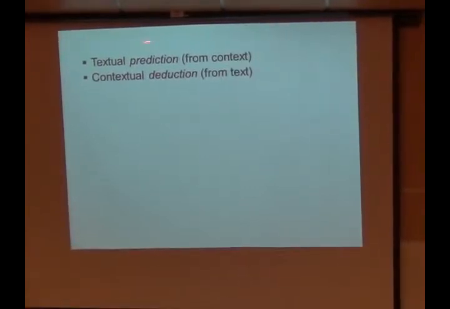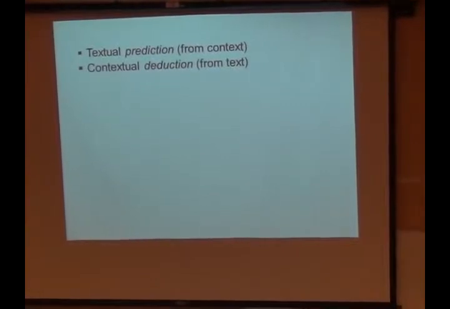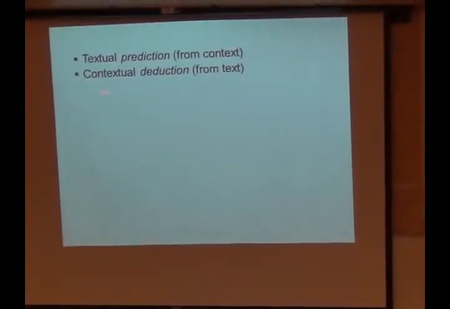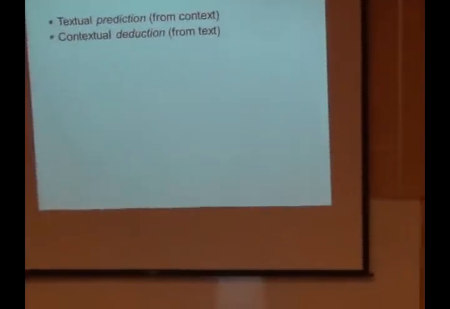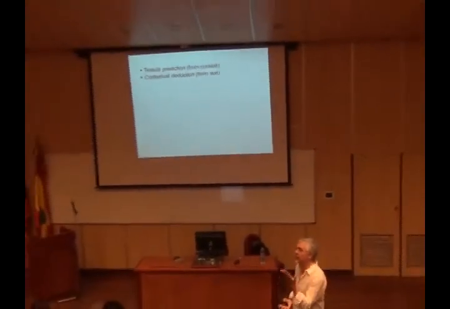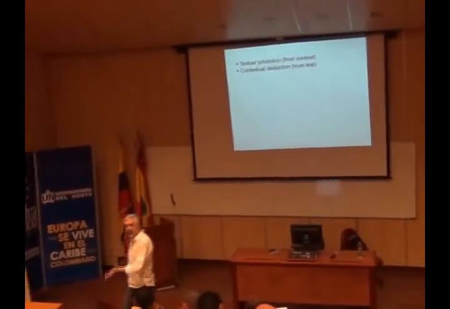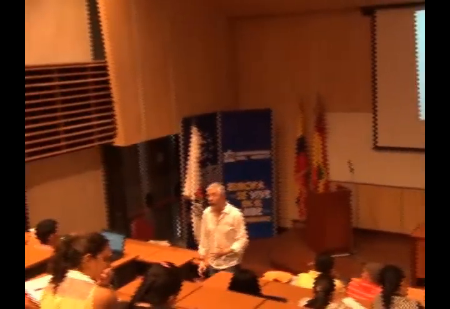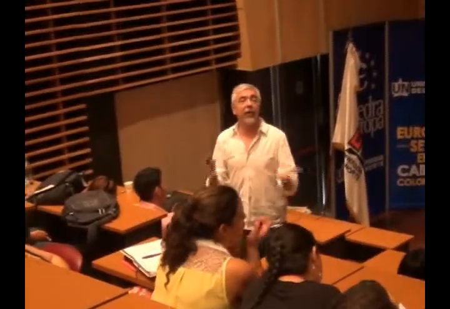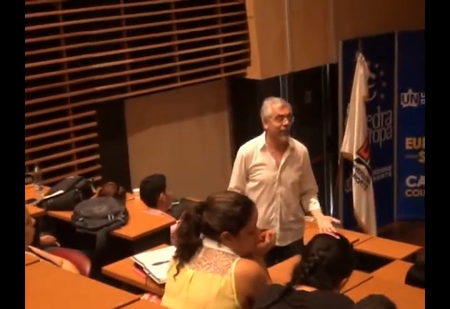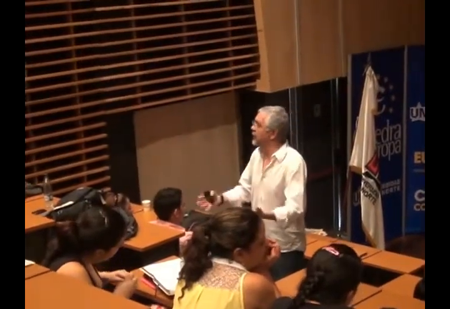Now, this is the most basic thing that you can take out of this experience. From the context, you can get textual prediction, and, as we just did, from a text, you can do contextual deduction, which means that having texts, we deduce context. Why? Well, because contexts get into the texts. Okay? And if we don't have the texts, we have the context, as you know as language teachers. Because that's what you do regularly with your students.